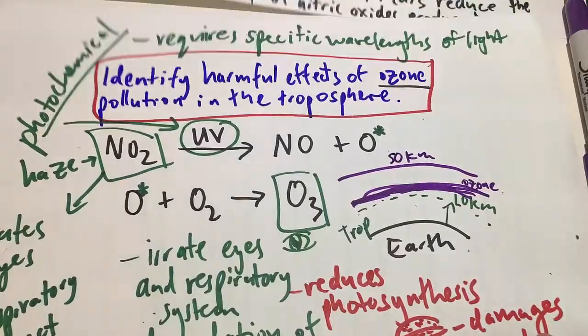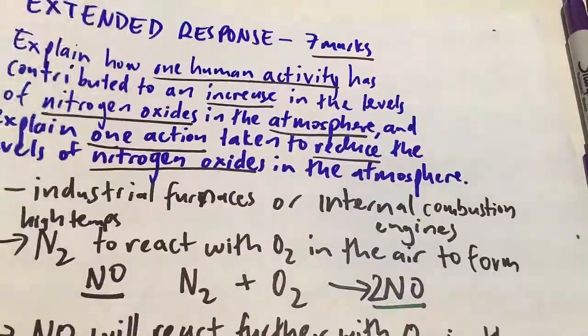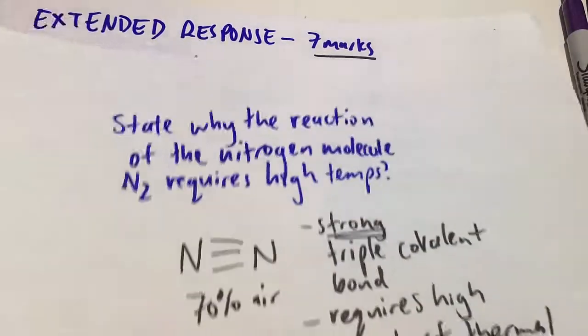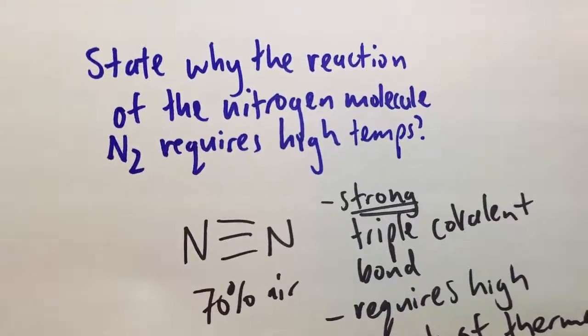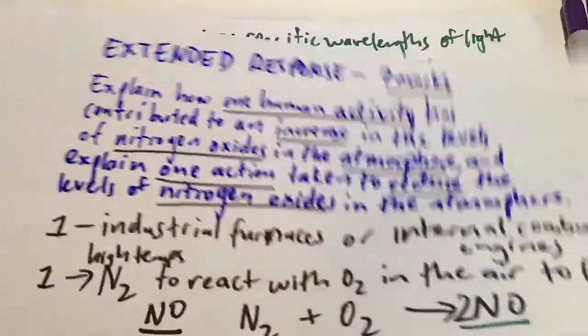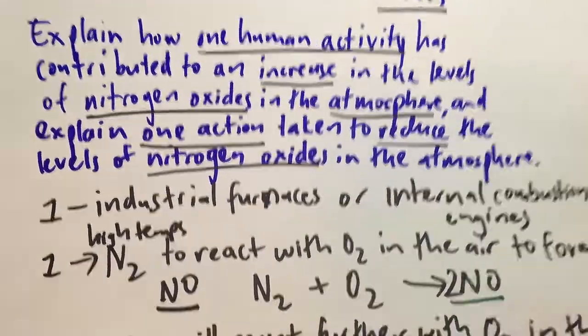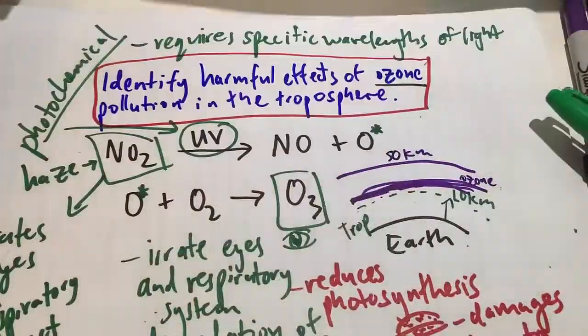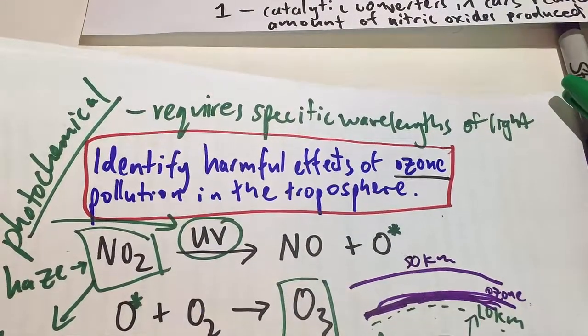So those are the three common questions that get asked. So talking about why we get that N2 bond breaking in the first place, the reactions that lead up to photochemical smog, and also harmful effects of ozone pollution in the troposphere.